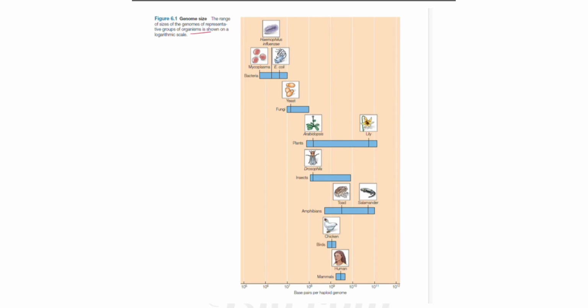So you can see how many base pairs per haploid genome are there in different groups of organisms. You can see the bacteria, yeast, fungi, plants, insect, amphibian, birds and mammals. So there is a lot of variety in the genomes of organisms. Plants like Arabidopsis and lily have larger genomes as compared to humans, and also salamander has a larger genome than humans. Through this diagram you can compare the genomic size of each and every organism.